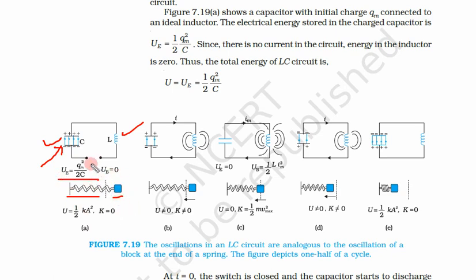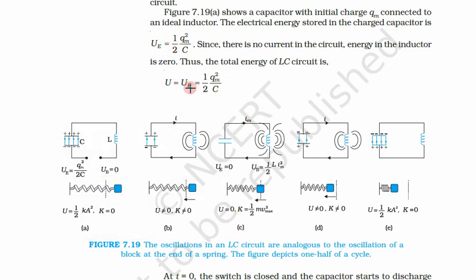Here we have electrical energy, and magnetic energy was 0. Here we have potential energy, and kinetic energy was 0, because till now we have not left it to vibrate, we have just pulled it out. Now let us see what is happening after this.